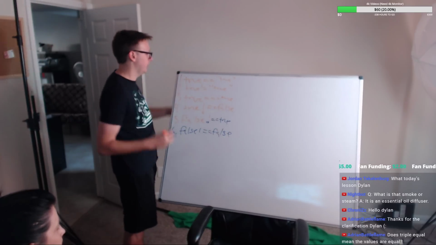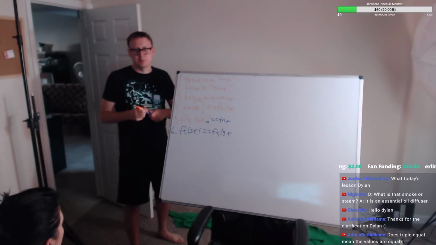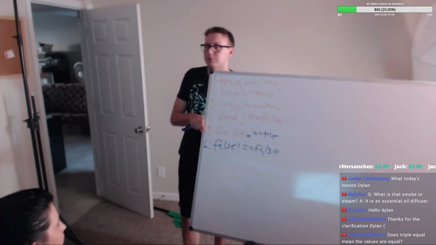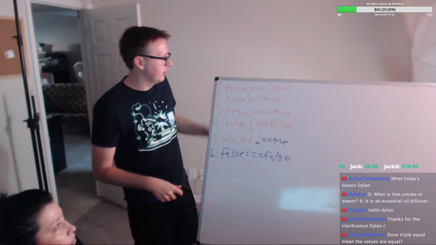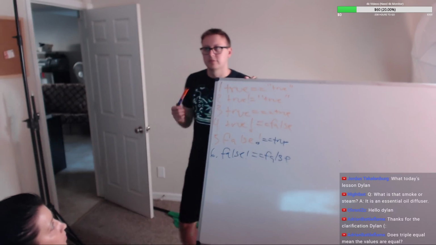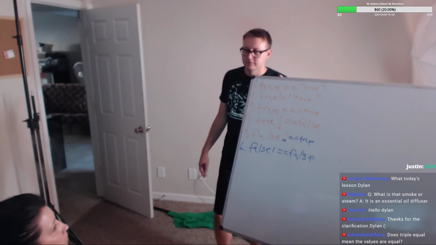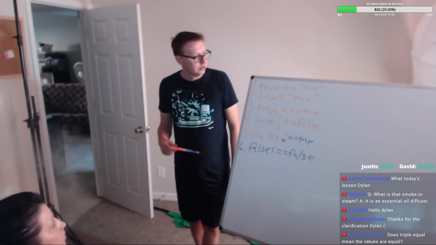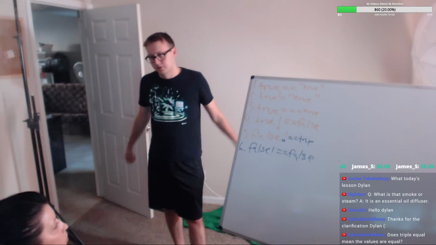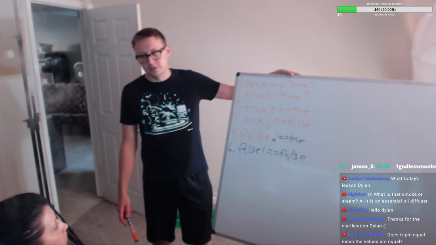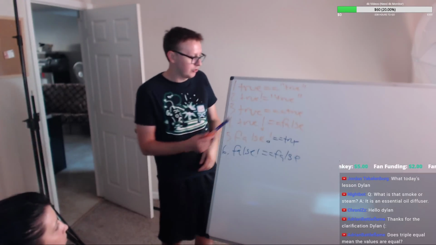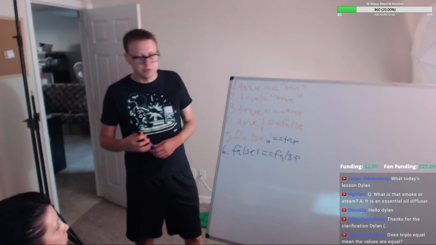Alright, here we have 6 things testing if you understand comparison operators. The first one says, let's bring this up a little bit so you can see. Yeah, the orange sucks on there. Is true equal to true? In this case, true double equals to string true. Do you see? I know you can see. So is that true or false? It's true. Okay. Is true not equals to string true?